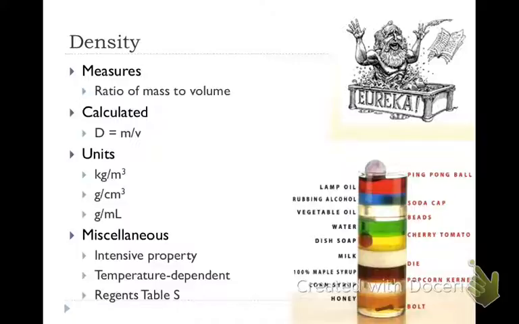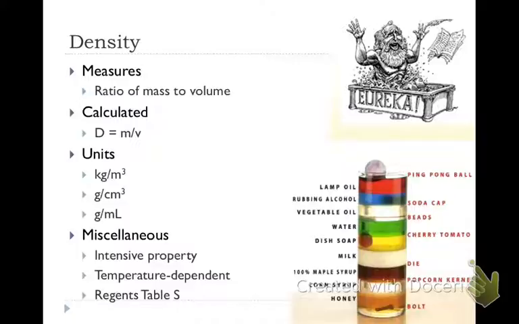So I've got a picture of some guy in a tub shouting out Eureka. That's Archimedes. Archimedes was the one who helped us use density to determine the identity of an object. Archimedes was a Greek mathematician, so back in about 3 BC, the king had come to him and said, I need to know if this crown is really made of gold. So what Archimedes did was he went ahead and put it into a known volume of water, checked to see how much the water had risen.